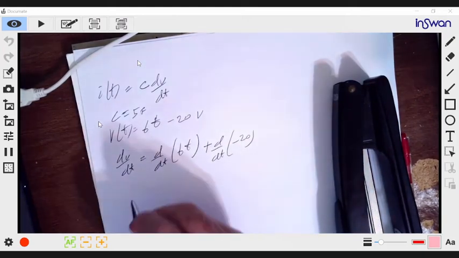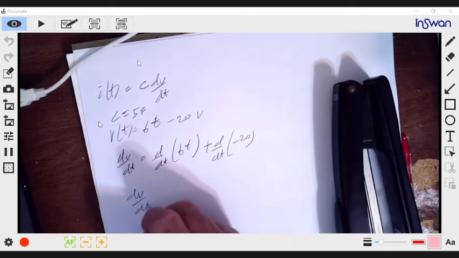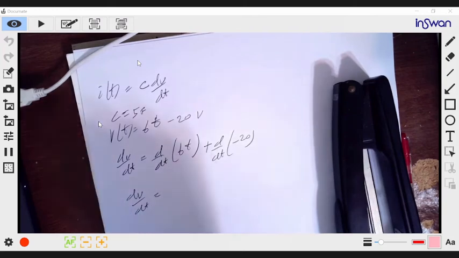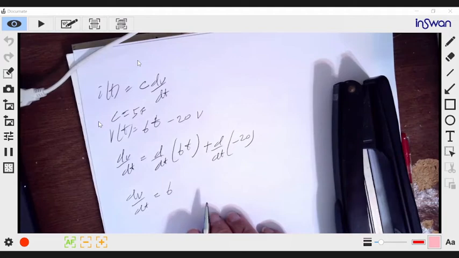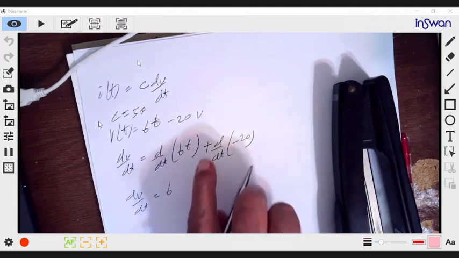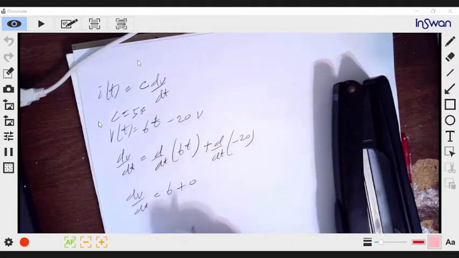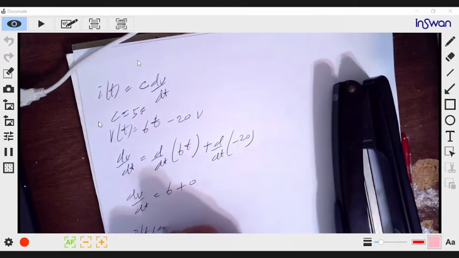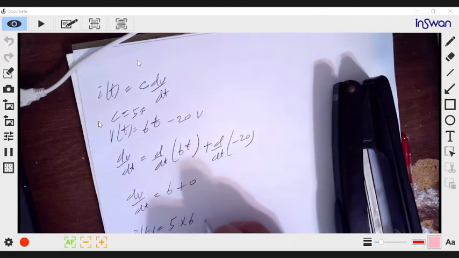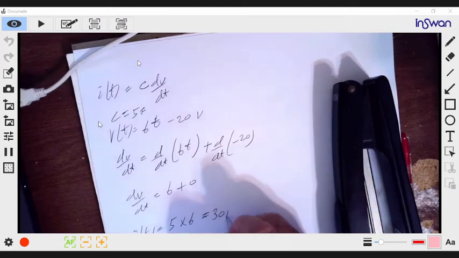dv/dt is 6. d/dx of 6x is just 6. And the derivative of a constant is 0. Therefore, i of t would be 5 times 6 equals 30 amps.